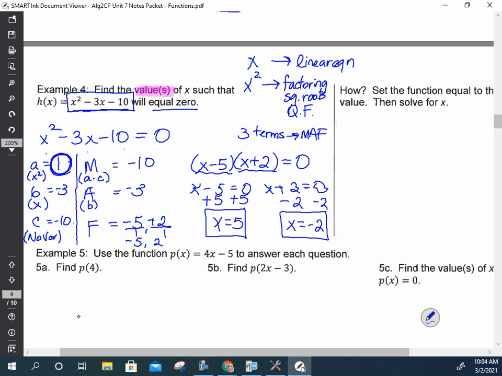Sometimes a problem like that will have two answers. Sometimes a problem like that will only have one. So don't get discouraged if you come across a problem in which there's only one answer for it. As long as you did the math right, then you're good to go. Any questions? Example 4.